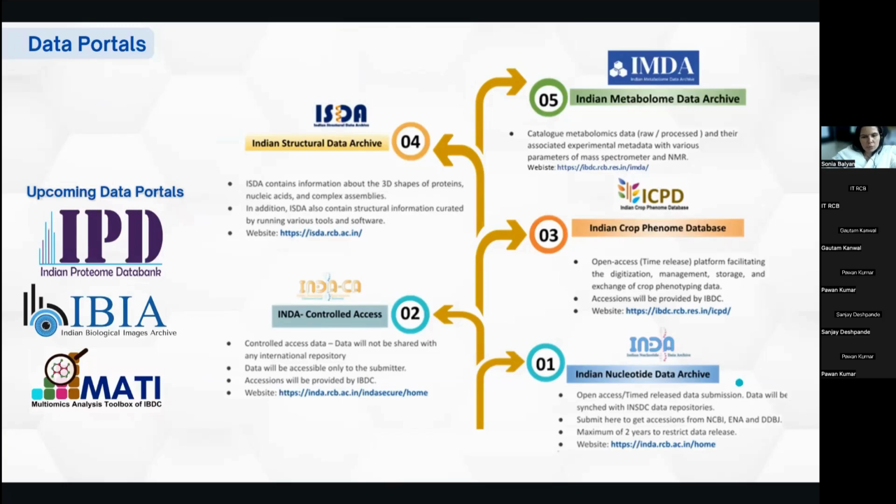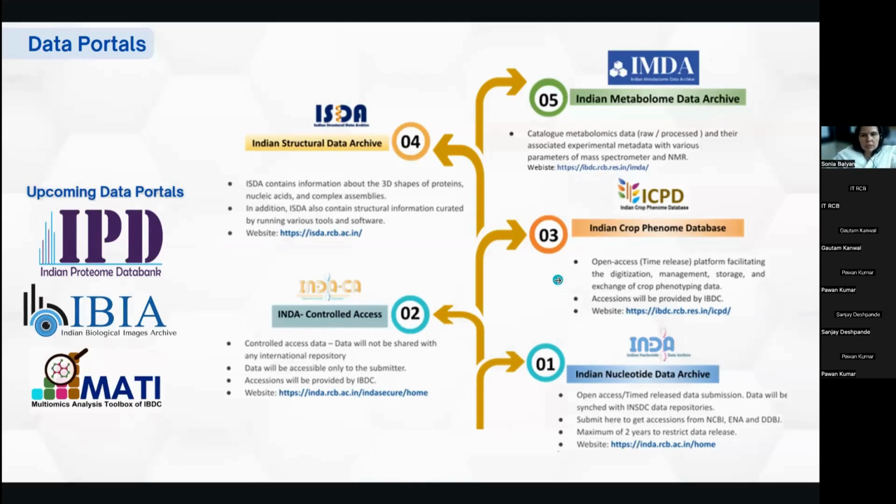Here we have a maximum of 2 years of embargo period. And then another data portal we have for nucleotide data is INDA CA, where CA stands for controlled access. In this portal, the data will not be shared with any international repository, and will be accessible only to the submitter. Here also an IBDC accession will be provided, but the data is confidential. So whenever you feel that your work is analyzed and you are done with your data, you can request us to move your data from INDA CA to INDA so that it can become open access.